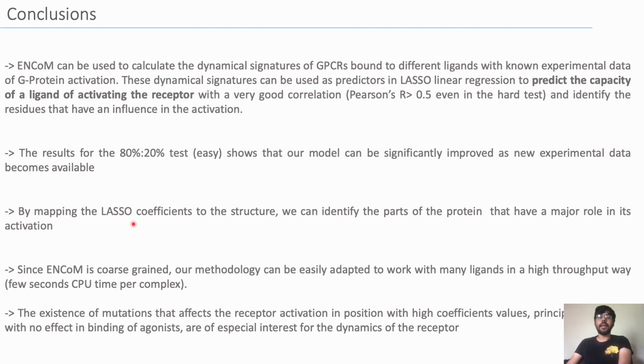When we map back the LASSO coefficients, we can identify the parts of the structure that have a major influence on the activation. And since ANCHOM is coarse-grained, we can easily apply this to many ligands in a high-throughput manner. And regarding the mutations that we see in the positions that have the largest values of beta coefficients, they are actually correlated to the activation of the receptor without affecting the binding of the agonist. So they are especially interesting for the dynamics of the receptor.